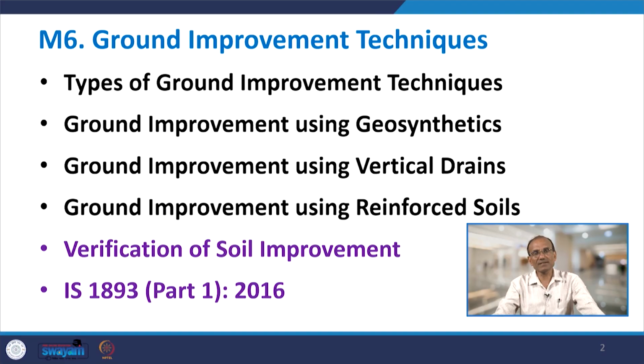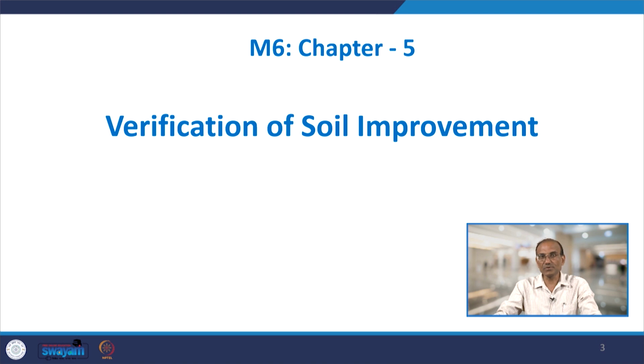As we discussed, the 6th module of this course is on ground improvement techniques, and all those listed here in black color are already over. In this last lecture today, we are going to talk about 2 chapters. One is verification of soil improvement, and once it is over, we will also talk a bit about IS 1893 part 1 2016, particularly what is given in that code related to soil. So, let us first talk about the verification of soil improvement, that is chapter number 5 of this module.